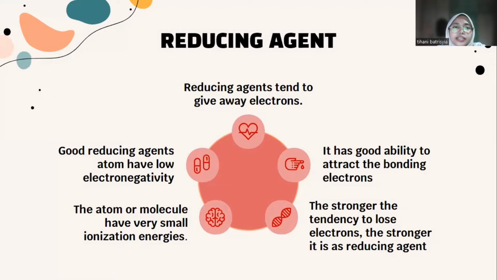So a reducing agent tends to give away electrons, and a good reducing agent atom has low electronegativity. The atom or molecule has very small ionization energy. It has good ability to attract the bonding electron. The stronger the tendency to lose electrons, the stronger it is as a reducing agent.